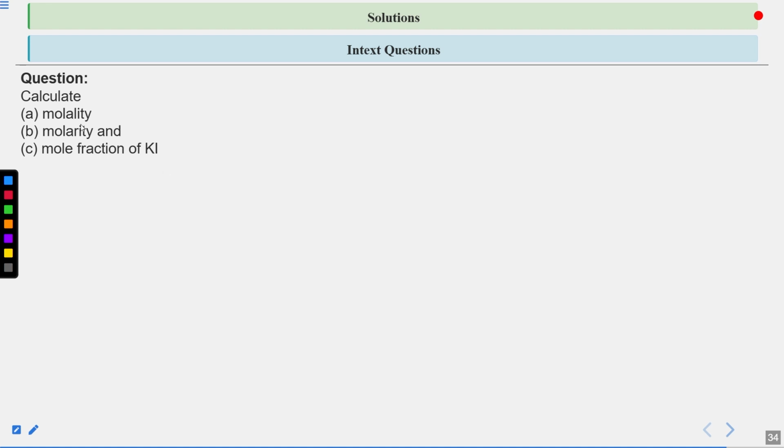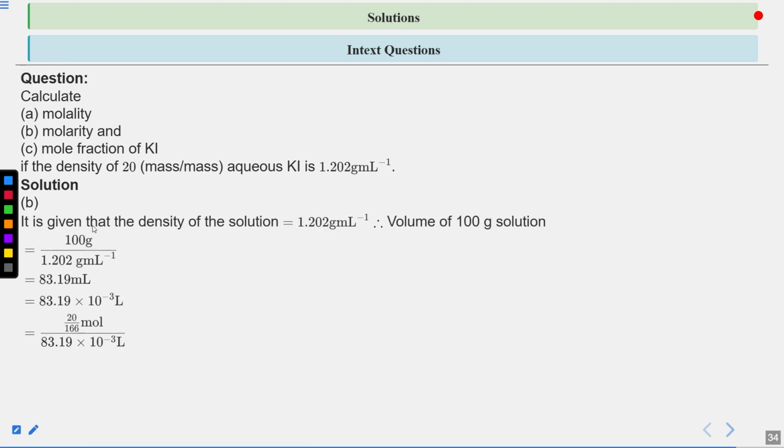Now we are interested in the molarity part. It is already given that the density of the solution is 1.202 gram per ml. First, we convert this thing into milliliter. How are we converting? Because we know the density. Density is mass per unit volume, so volume will be mass by density. So mass is 100 gram and density is 1.202. It will give you 83.91 milliliter.